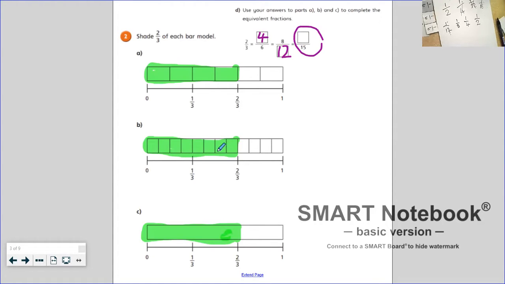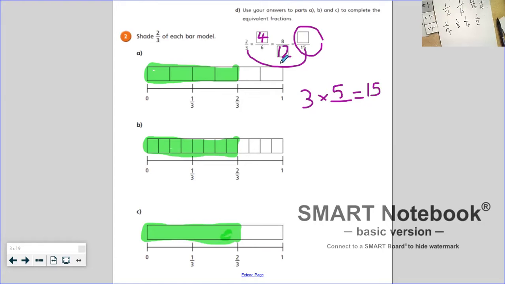So this is what I'm going to do. I'm going to look at the relationship between 3 and 15. What do you do to 3 to get to 15? I times it by something to get me to 15. So 3 times what makes 15? Shout it out. 5. Good.